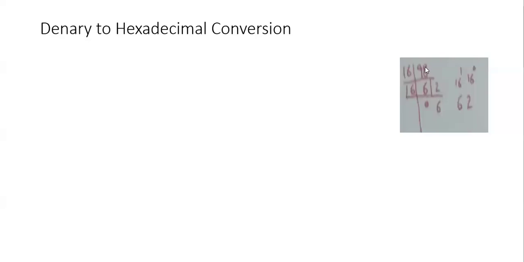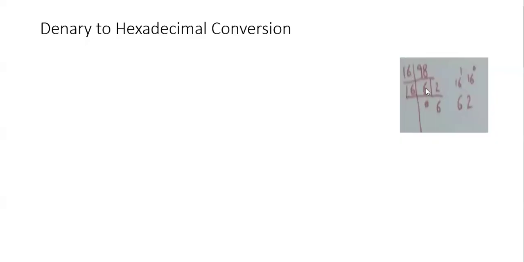The Denary number is 98 and we want to convert it into a hexadecimal number. The method is this: because hexadecimal numbers have base 16, we will divide 98 by 16, and if there is a remainder, we will continue the division until we get 0. I repeat, we keep dividing by the hexadecimal base 16 until we get 0 here.